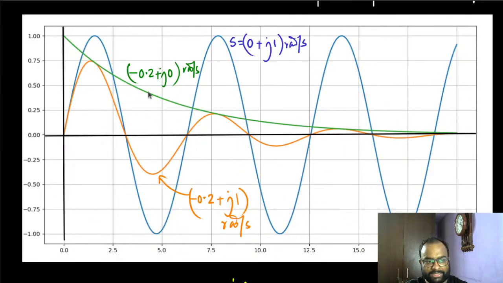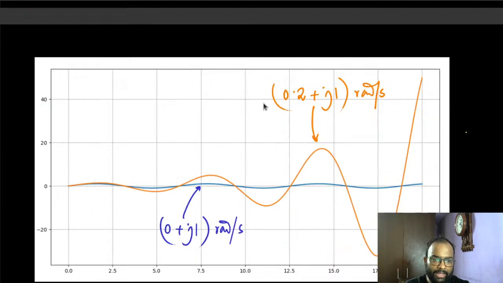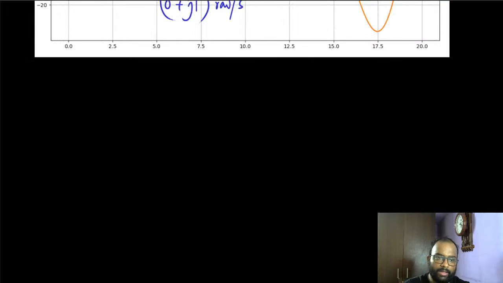Notice that if it is decaying, then the real part of the complex frequency is negative. The real part of the complex frequency is negative if it is decaying. If it is not decaying, like this pure sinusoid one, then the real part of the complex frequency is 0. And if instead of decaying it is increasing, then the real part of the complex frequency is positive. Okay, so again, that's the big picture we discussed today.